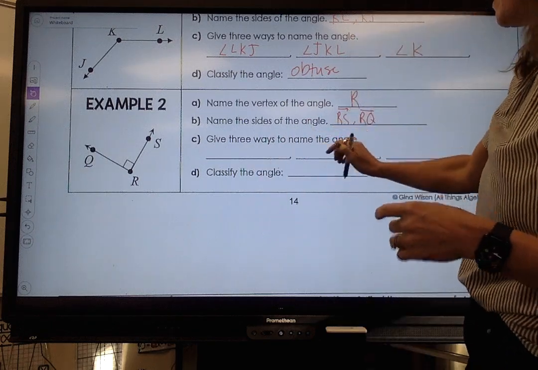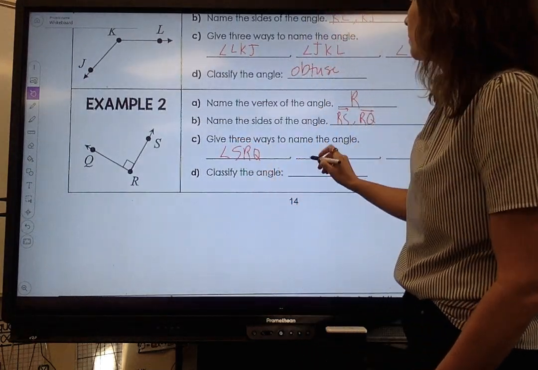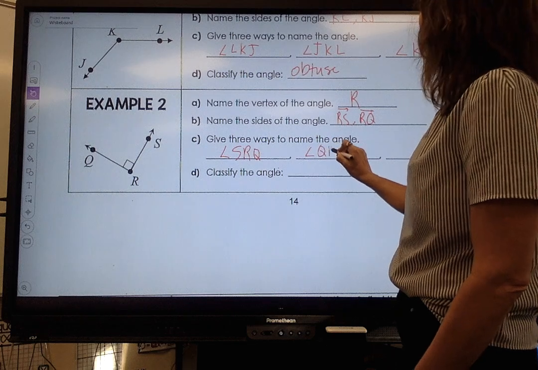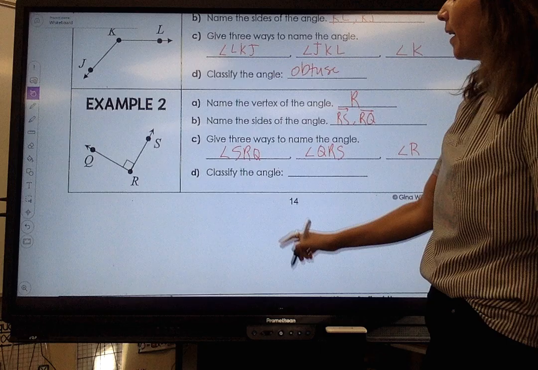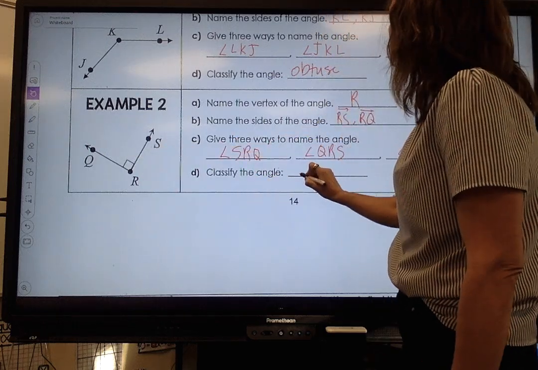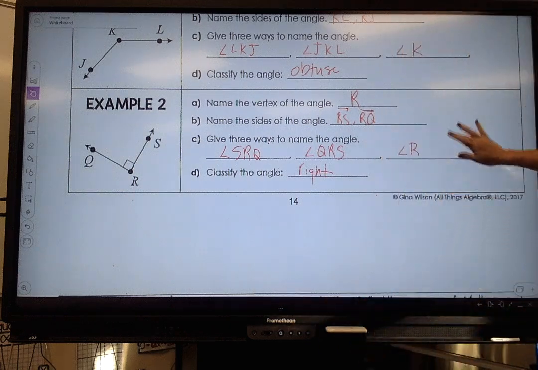Give 3 ways to name the angle. I can say angle SRQ. Again, the vertex is in the middle. I can name angle QRS, vertex in the middle, or just angle R. And then I classify this angle. It is a right angle because we have that marking right there.